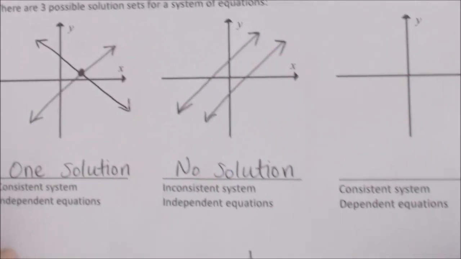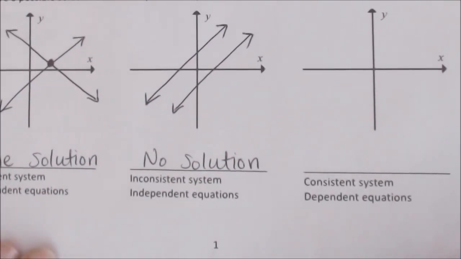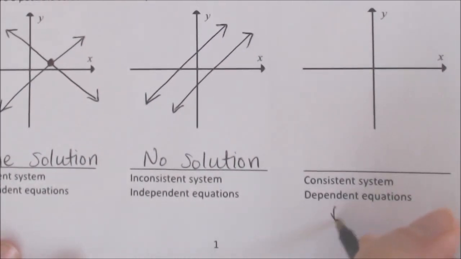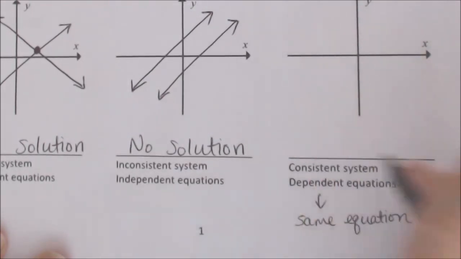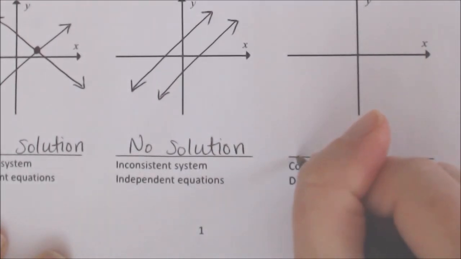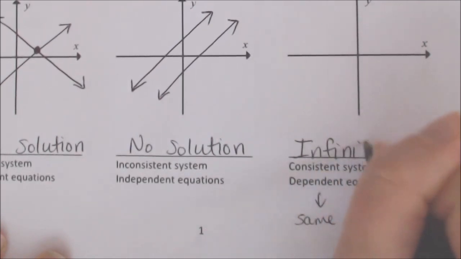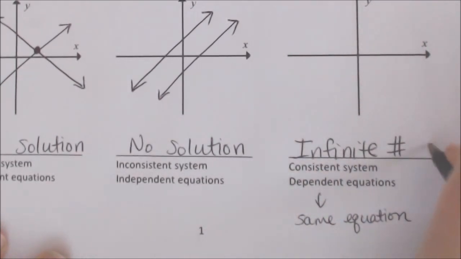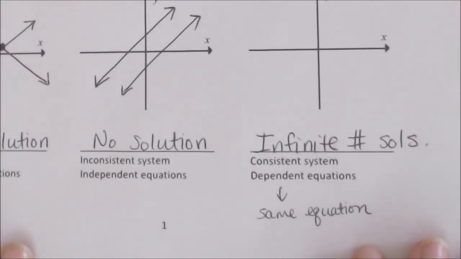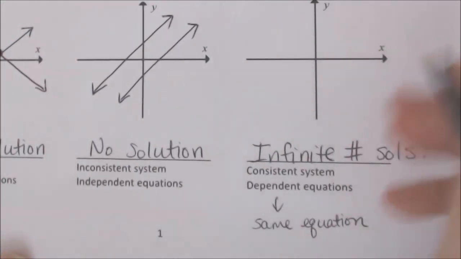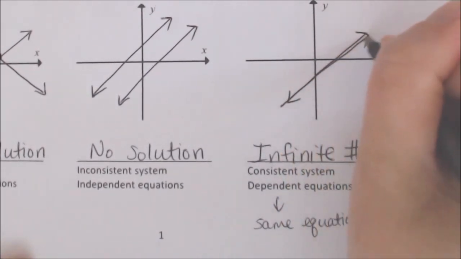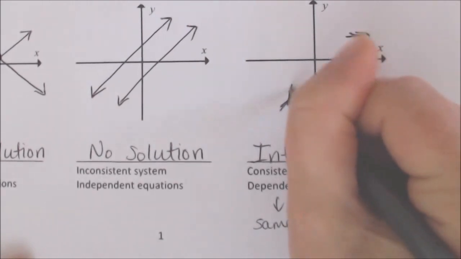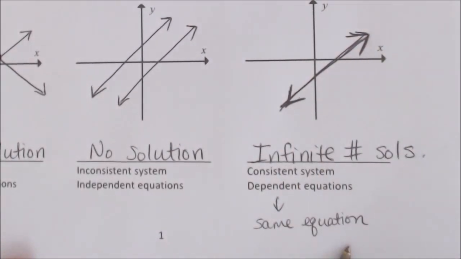The third scenario is that you have a consistent system and the equations are dependent. Dependent means they're essentially the same equation. This one's a little harder to draw because what you're talking about is the all solution case. So your solution is that there's an infinite number of solutions. I'm going to abbreviate, infinite number of solutions. This would be the case where one line is a multiple of the other. Graphically, they would literally be lying on top of each other. They're the same lines, one's just a multiple of the other.